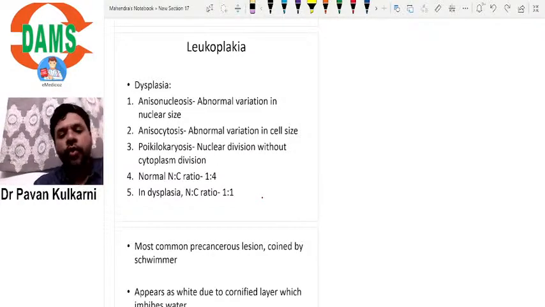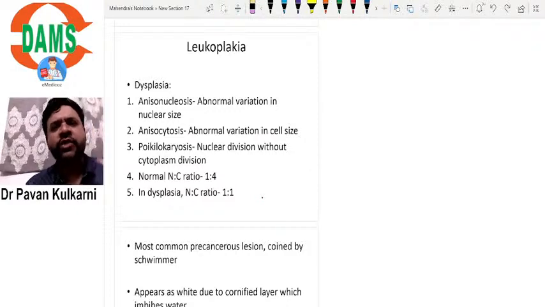Now, in dysplasia, there is a variation in the nucleus to cytoplasmic ratio. What is that variation? Normally, the nucleus to cytoplasmic ratio is 1:4. However, in dysplasia, it becomes 1:1. That means the nuclear size is increasing. Chromatin material is increasing in the dysplastic cells. That is why dysplastic cells are darker. Why are dysplastic cells darker? Because of hyperchromatism.